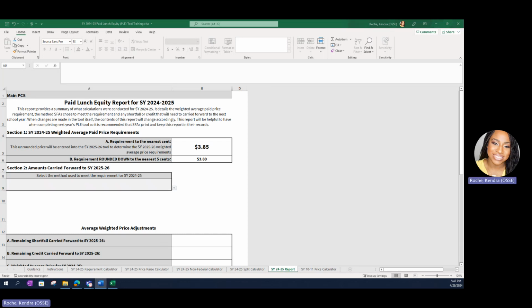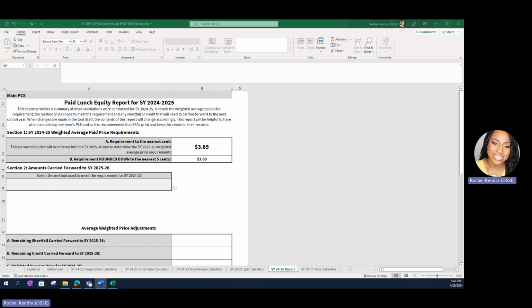Once you have completed the tab that corresponds with how you have chosen to fulfill the price requirement, go to the school year 2024-25 report by clicking on the tab. The school year 2024-25 weighted average price requirement to the nearest cent and the optional price rounded down to the nearest 5 cents will be pre-filled.